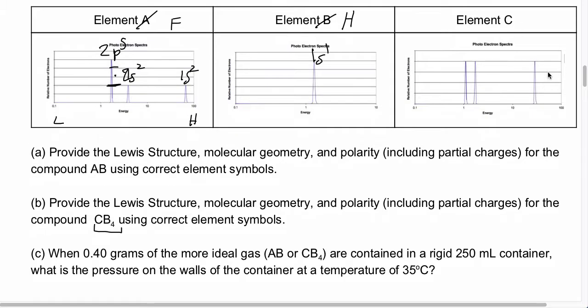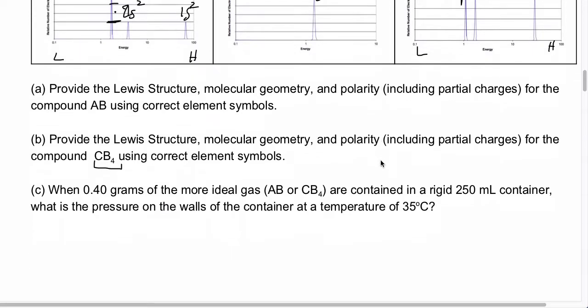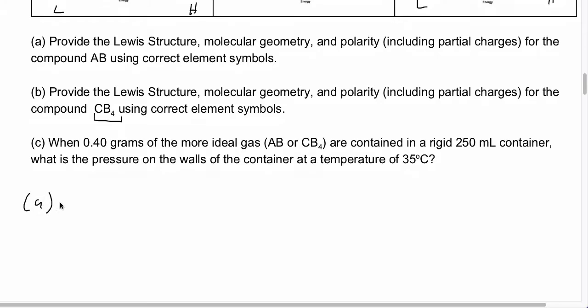And element C here, again, high, low. Don't get thrown off by the size of these peaks. They're relative to one another. So the first one's always 1s2. That makes this 2s2, and that makes this 2p2. So we know that element C, ironically, is C. Okay. So provide the Lewis structure. We'll answer these down here.